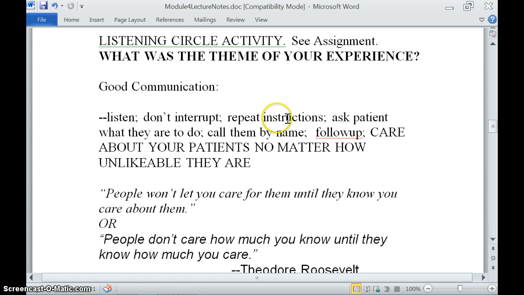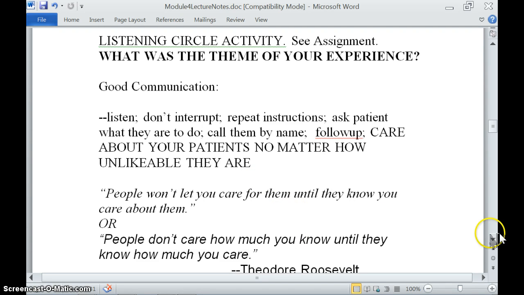You need to repeat instructions or repeat what you're saying for optimal effect. Ask the patient what they are going to do. Learn names. Follow up. Care about your patients no matter how unlikable they are. That's when you know you're a true professional, because I've met many students over the years, and of course not all of them liked me, and certainly I didn't like all of them, but when you're teaching a course, or whether you're a physician or a healthcare professional, not that you have to like the person, but you really have to care about them, and there's a difference there. You don't have to like someone to care about them.